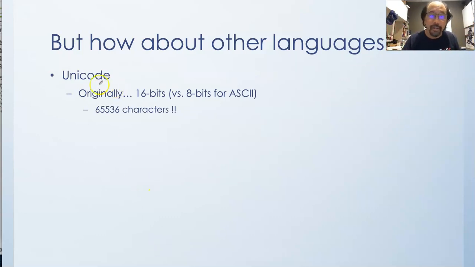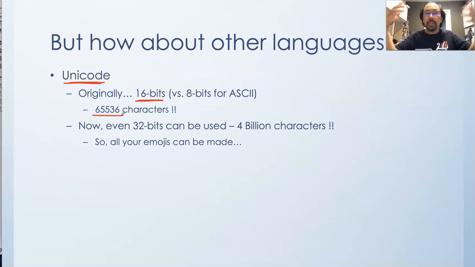So a new standard was made called the Unicode standard, and it uses 16 bits. So now that could get us 65,000 different characters. And we could keep going with this. We can go 32 bits. An extended Unicode is what they call it. And now, not only can we do all sorts of different languages, we can even do emojis.